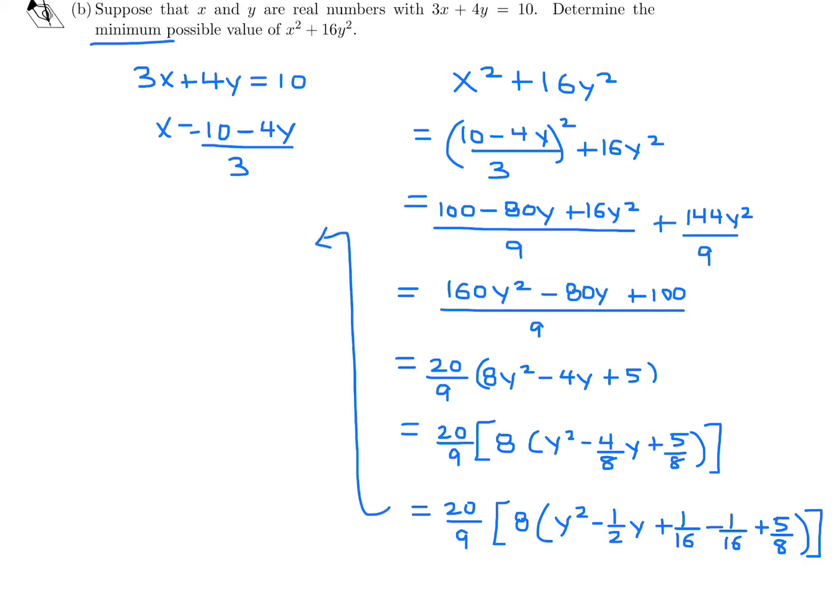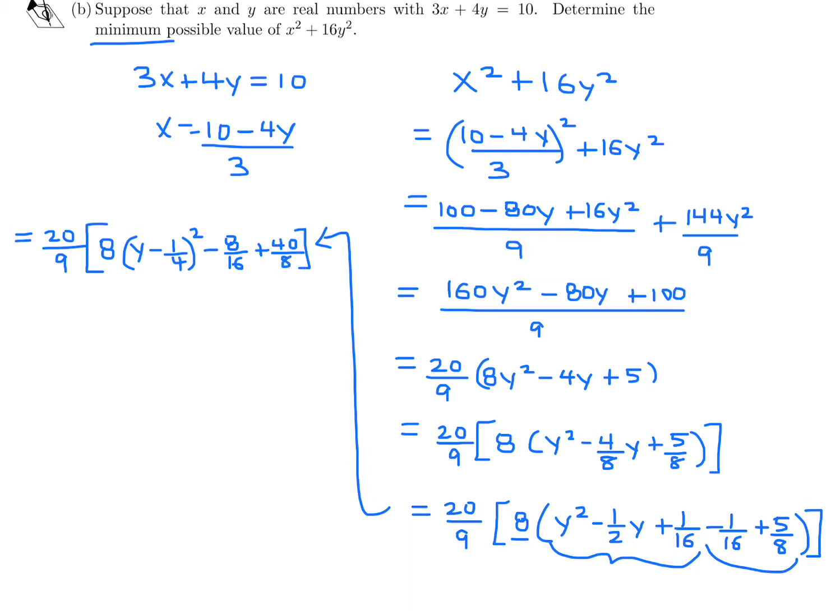Okay, let's bring this up over here. So we've got 20 over 9, and then this is 8. And then these three now factor. So it becomes y minus a quarter, all squared. And then now we have to add those and multiply by the 8. So when you kick it out of the bracket, it becomes minus 8 over 16. And then plus 40 over 8. Like that. Okay, doing pretty good here.